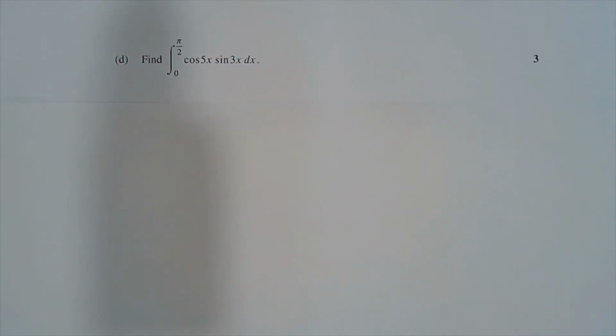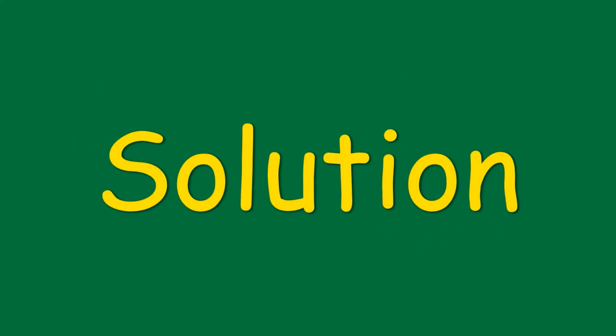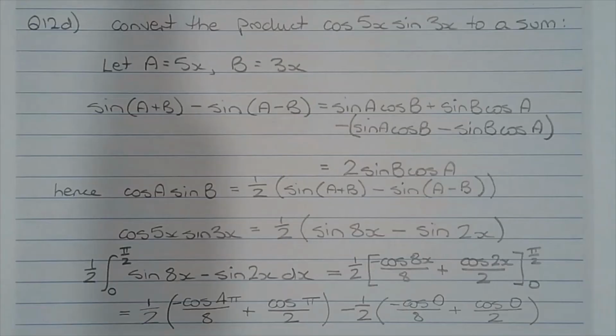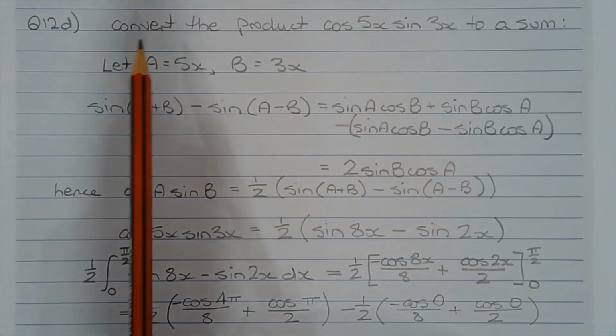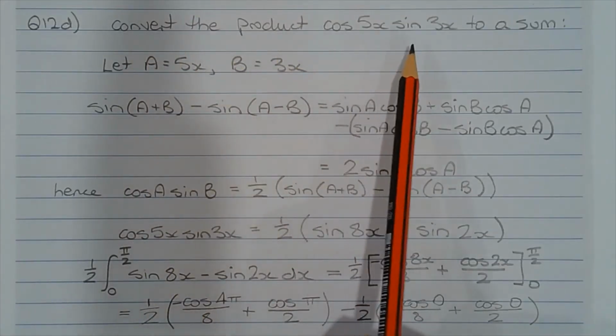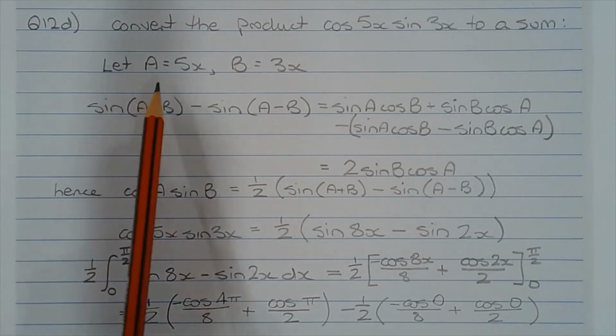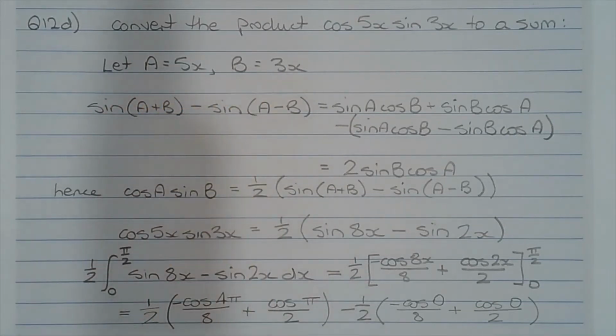Question 12D. Find the integral from x equals 0 to x equals pi over 2 of cos of 5x multiplied by sine of 3x dx. The first step is to convert the product cos of 5x sine of 3x to a sum. Let a equal 5x and b equal 3x.